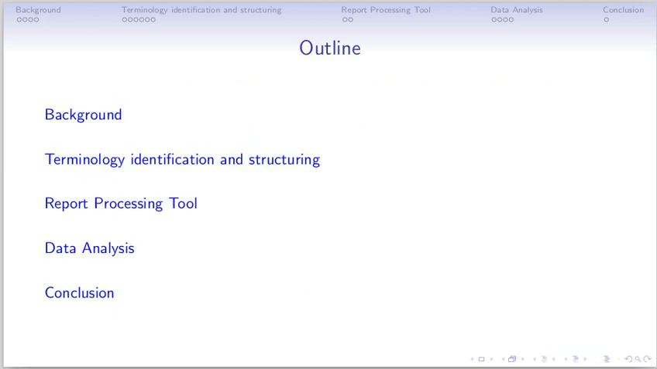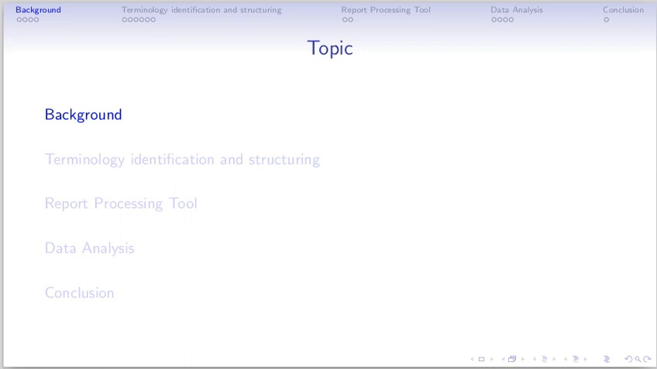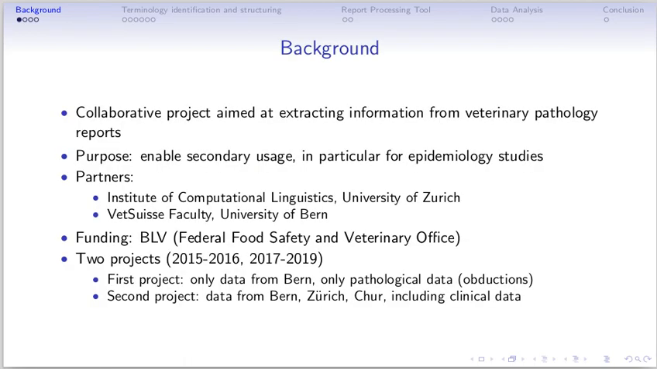You can see the structure of my presentation, and we'll start immediately with background information. The funding for both projects was provided by the Federal Food Safety and Veterinary Office. The goal is to use text mining technologies in the analysis of pathology reports from multiple Swiss veterinary laboratories. The pathology services offered by these institutions are very important to the food production sector in Switzerland and ultimately to public health.